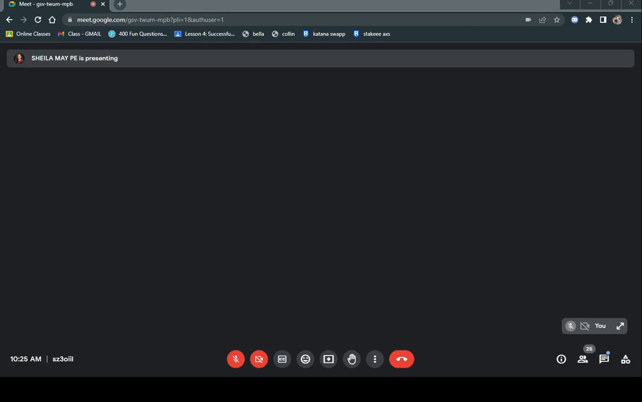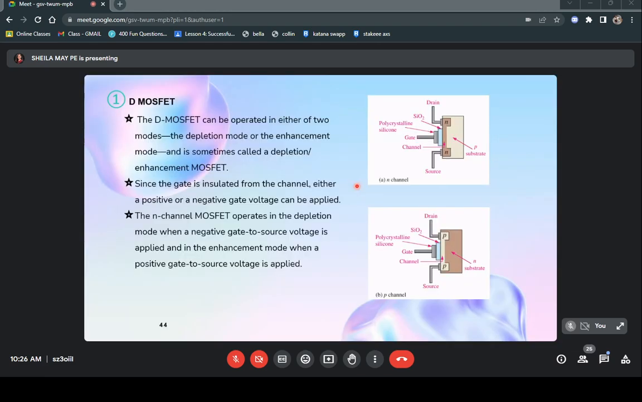Now, the N-channel or N-type FETs are the most used type of FET. So we will use that type of channel device. Next, the MOSFET can be operated in either of two modes, just like I told you earlier, the depletion mode or the enhancement mode, and is sometimes called depletion enhancement MOSFET or DE MOSFET.